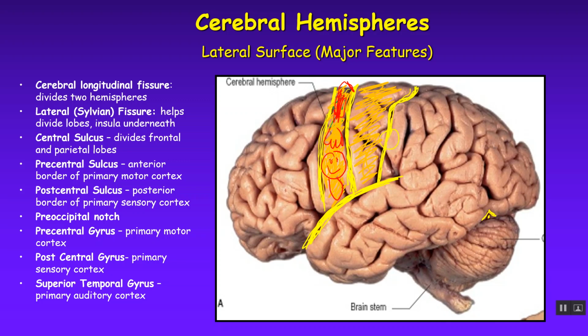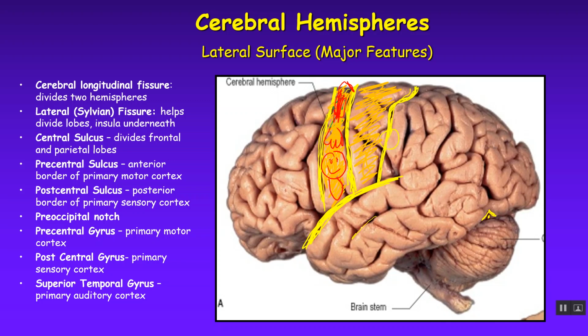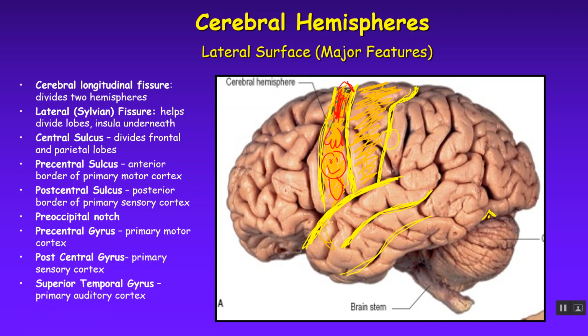Let's do superior temporal gyrus. Let me just show you something here too. This is called the superior temporal sulcus right here. There's also an inferior temporal sulcus in here, but this is the superior temporal gyrus right there.